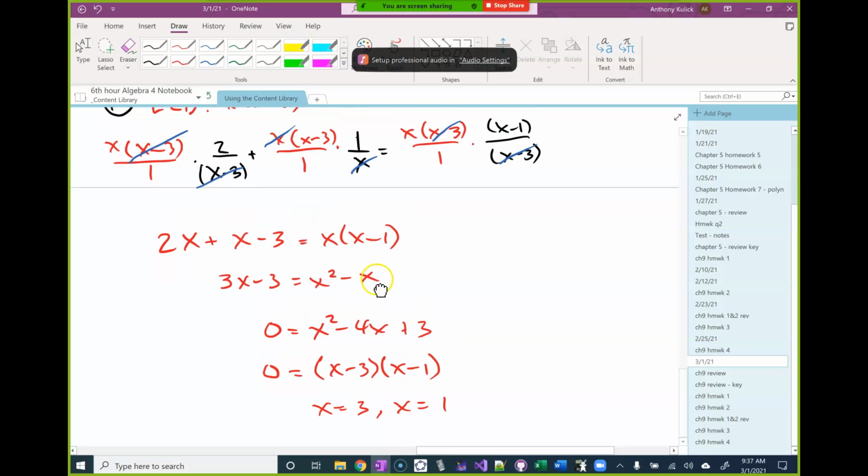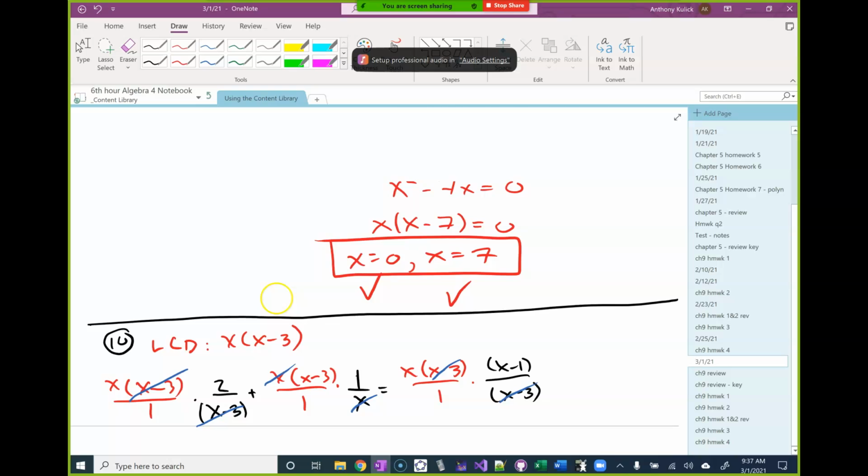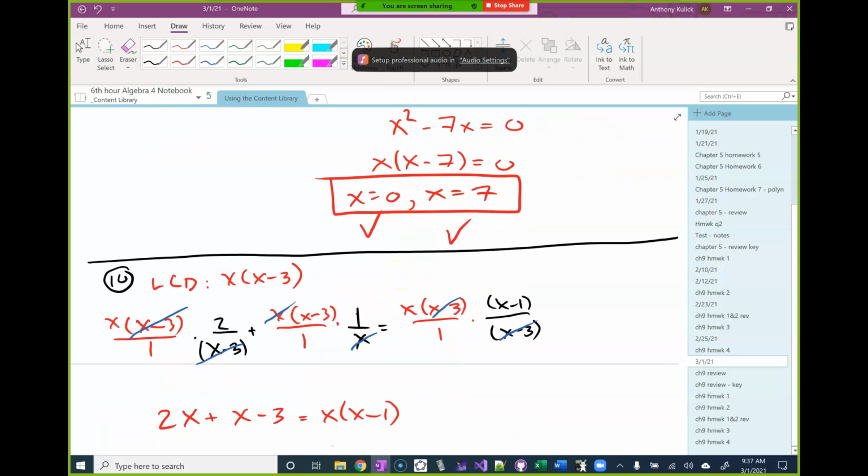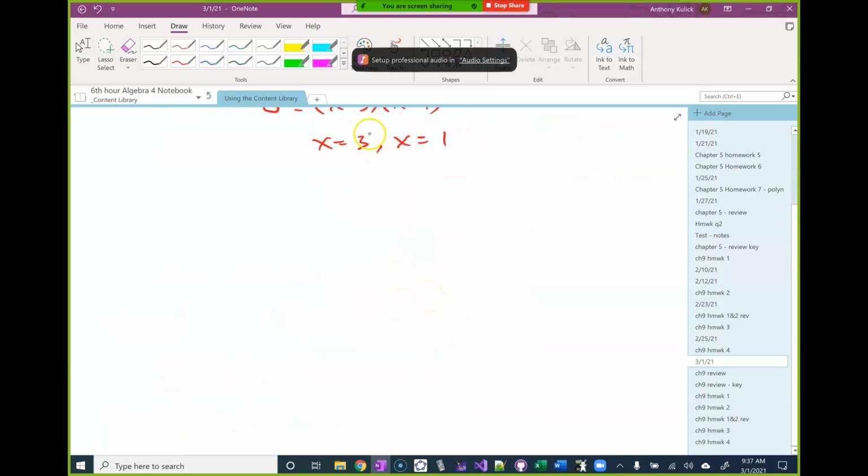So if I go back to the original equation and I plug 3 in, that'll give me a 0 denominator here or here, right? So I'm going to discard 3. That's not a solution because it gives me a 0 denominator somewhere. But if I do the same thing for 1, that's fine, right? 1 minus 3 is -2, and 1 is just 1, so I have just one answer.